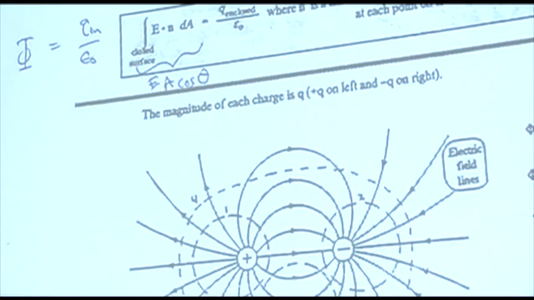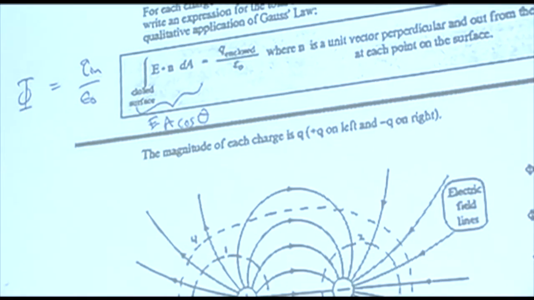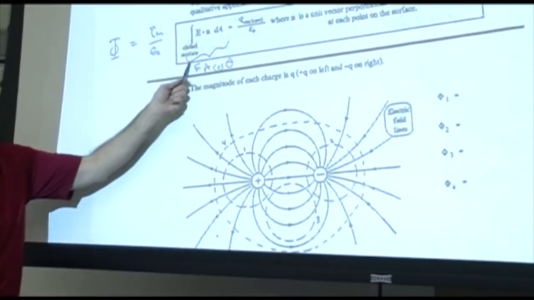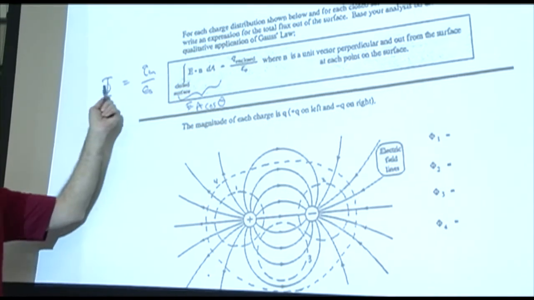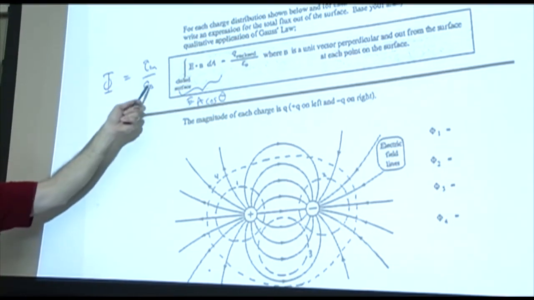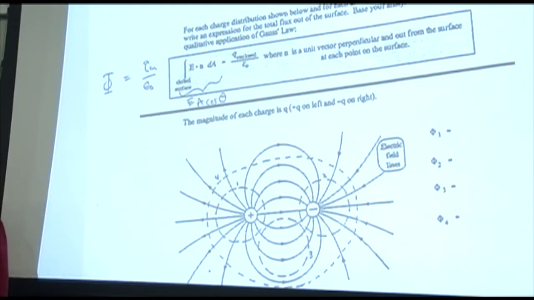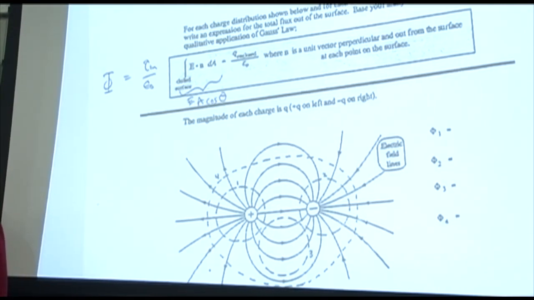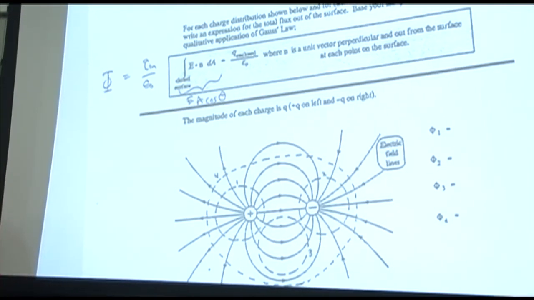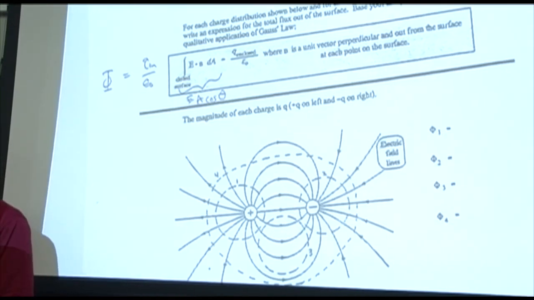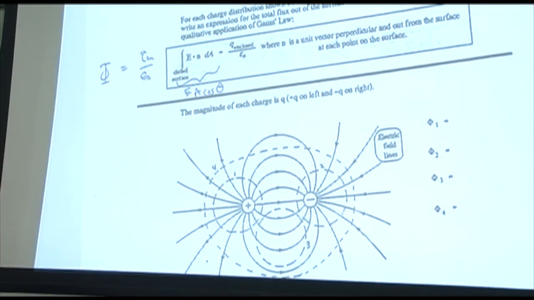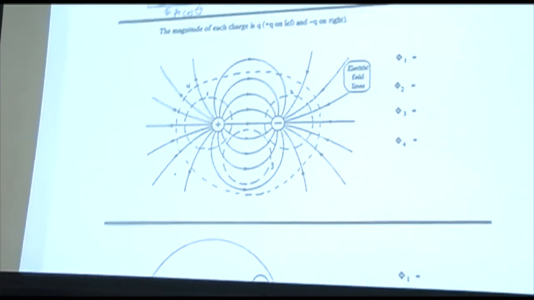Okay, that's what we're going to be using. Instead of the integral of E dot dA, we'll be using E times A times cosine theta. So that's the flux, and it's going to be equal to the charge inside over a constant. I'll show you in a minute. First, let's just do a little exercise, see if you can figure out what the flux is now, given the charge inside.